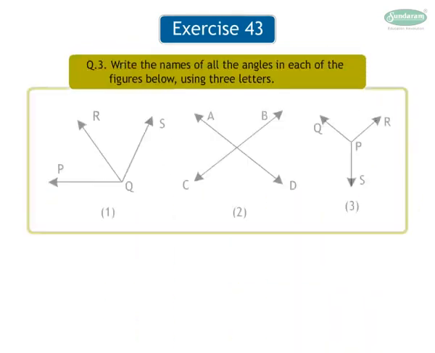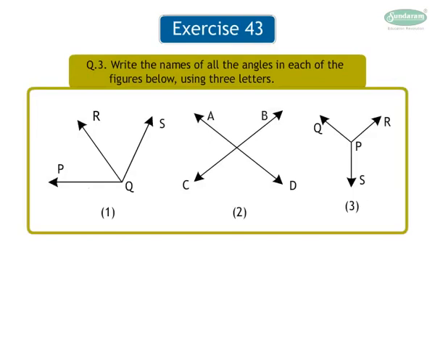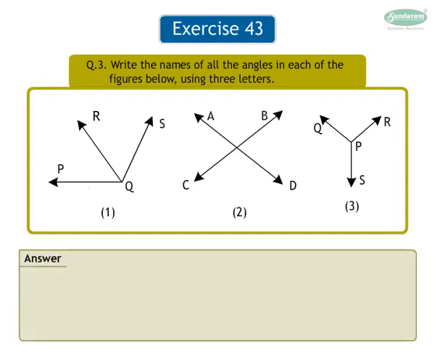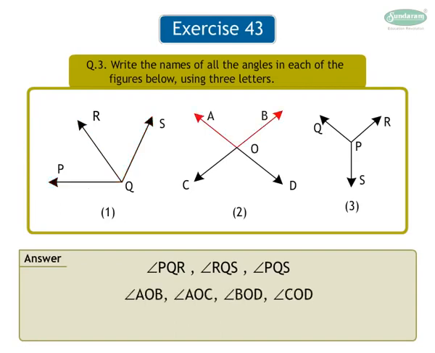Question 3. Write the names of all the angles in each of the figures below using three letters. Answer. Number 1. Angle PQR, angle RQS, angle PQS. Number 2. Angle AOB, angle AOC, angle BOD, angle COD. Number 3. Angle QPR, angle QPS, angle SPR.